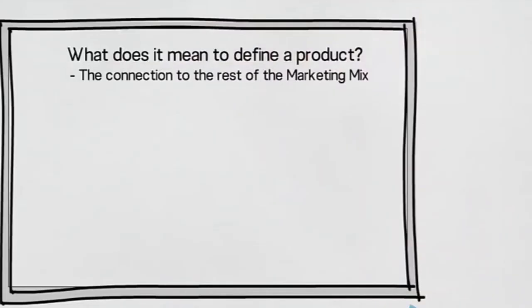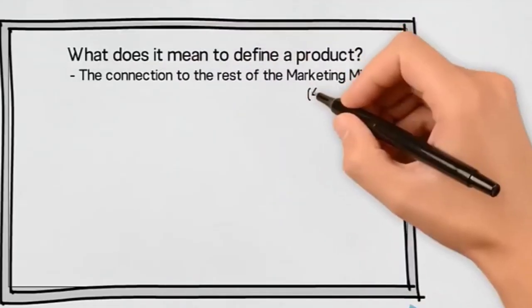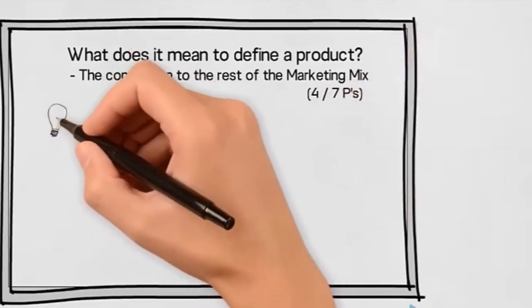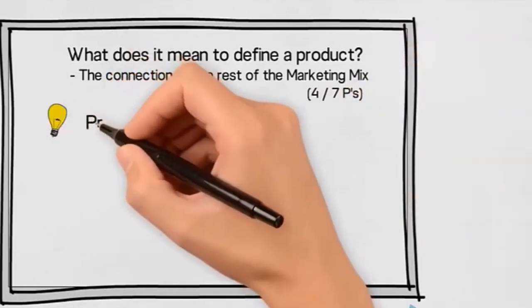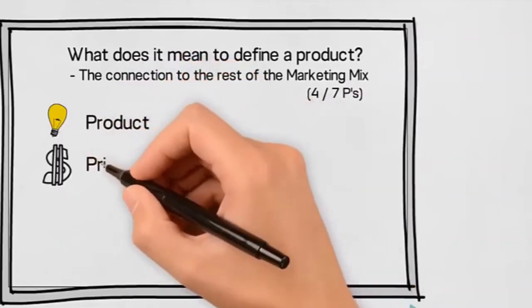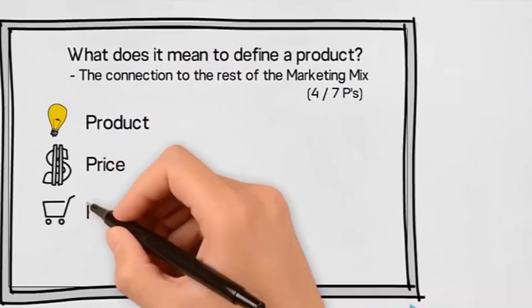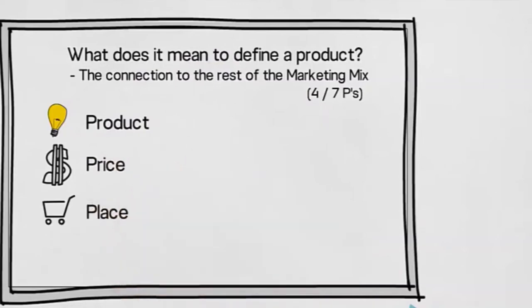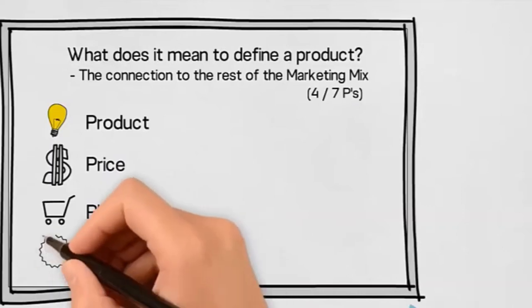When you are asked to design the marketing mix, you need to make decisions on 4 or 7 core elements, also known as the 4 or the 7 Ps. First of all, issues concerning the product, which is what this video will address. Secondly, a decision on price. Thirdly, you will need to decide on the place. Through which channels will you distribute the product or service?